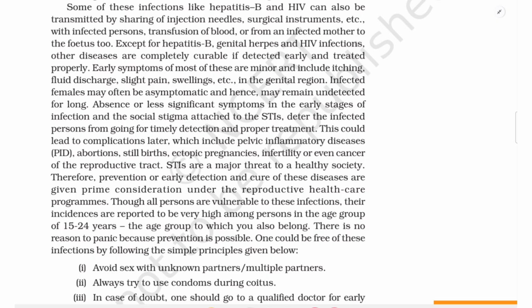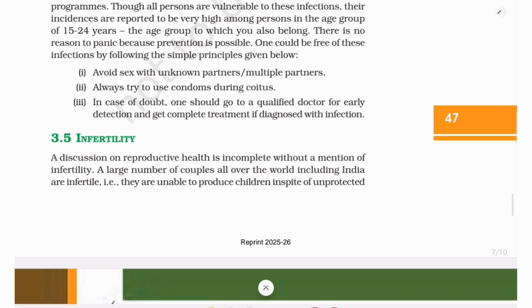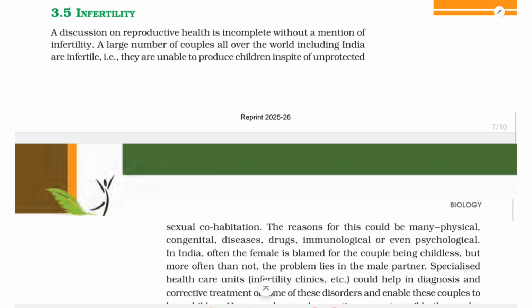There is no reason to panic because prevention is possible. One could be free of these infections by following the simple principles given below. Number 1, avoid sex with unknown partners or multiple partners. Number 2, always try to use condoms during coitus. Number 3, in case of doubt, one should go to a qualified doctor for early detection and get complete treatment if diagnosed with infection.